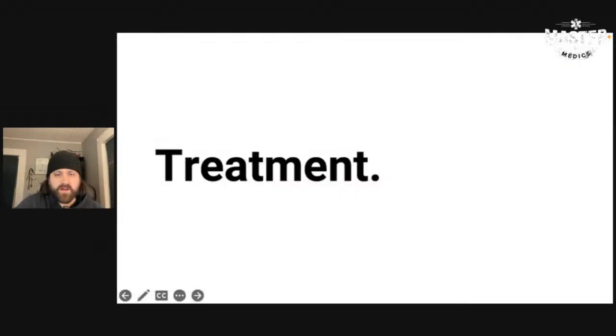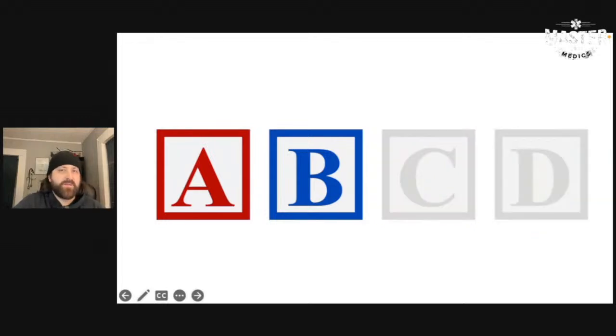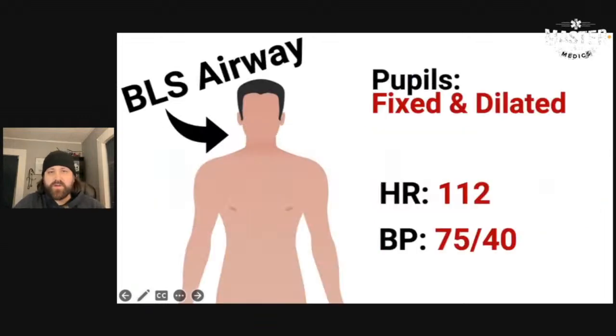So let's talk treatment. We'll talk about it in an ABC format just to keep it organized, but know that a lot of this stuff happens concomitantly. So we'll start with A and B first. This guy's unresponsive with fixed and dilated pupils and has an unsecured BLS airway.